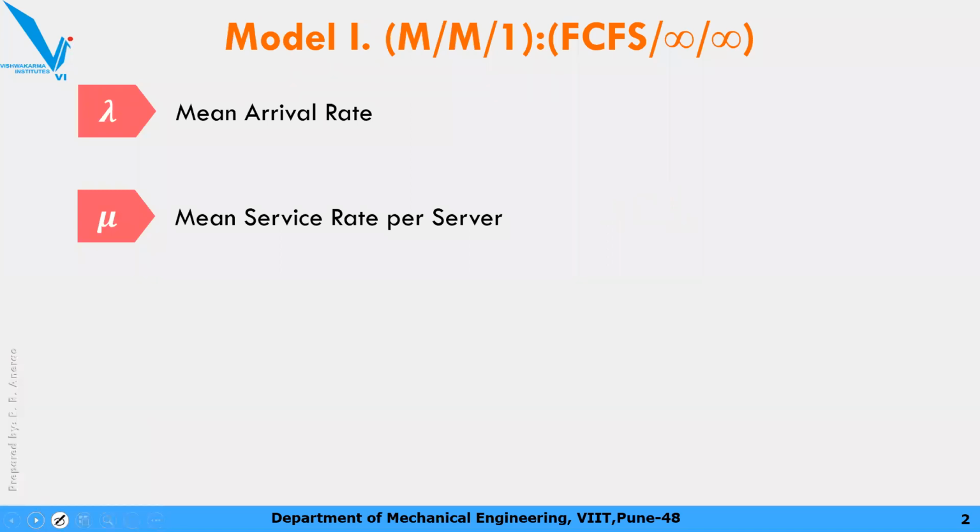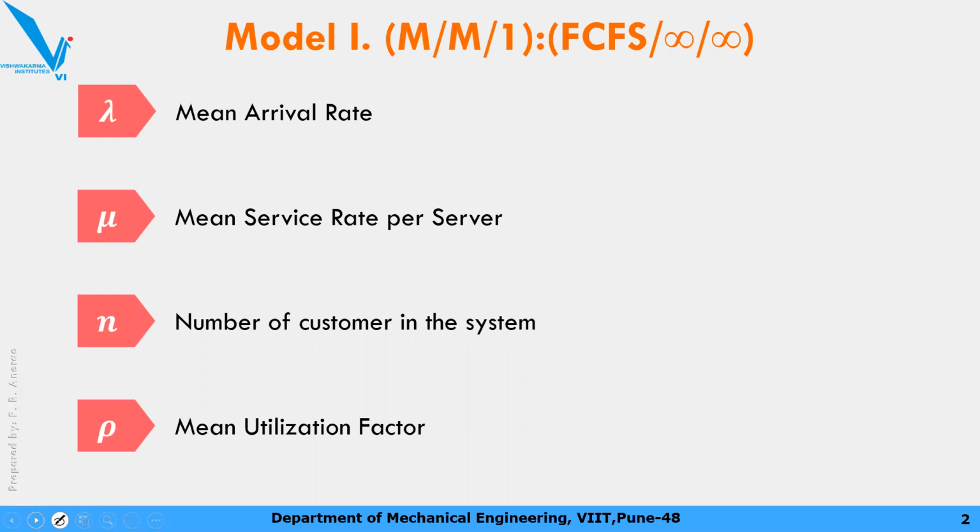Next one, you will find small n. Small n stands for the number of customers in the system. So overall, imagine you have a shop, then how many customers are available in your shop. So n stands for the number of customers in the system. Okay, rho stands for utilization factor, or in some books it is written as traffic intensity. Traffic intensity. Okay, so rho is a kind of utilization factor, how much you are utilizing a server.